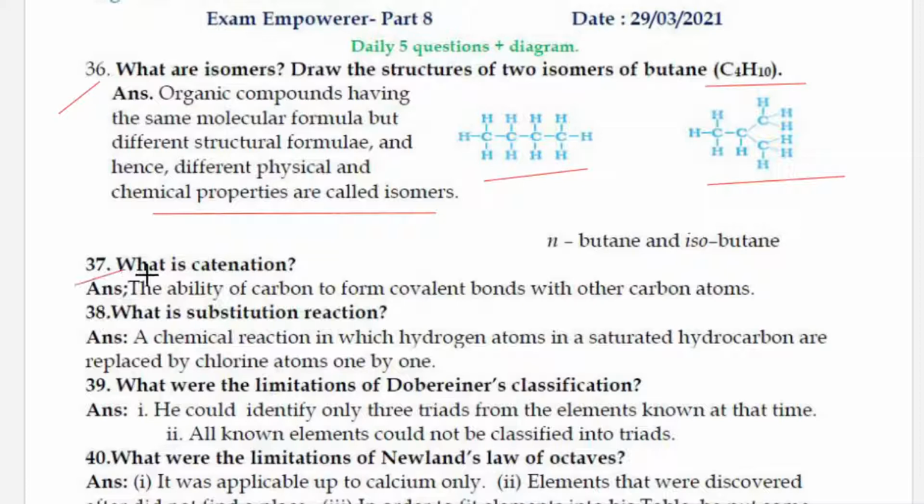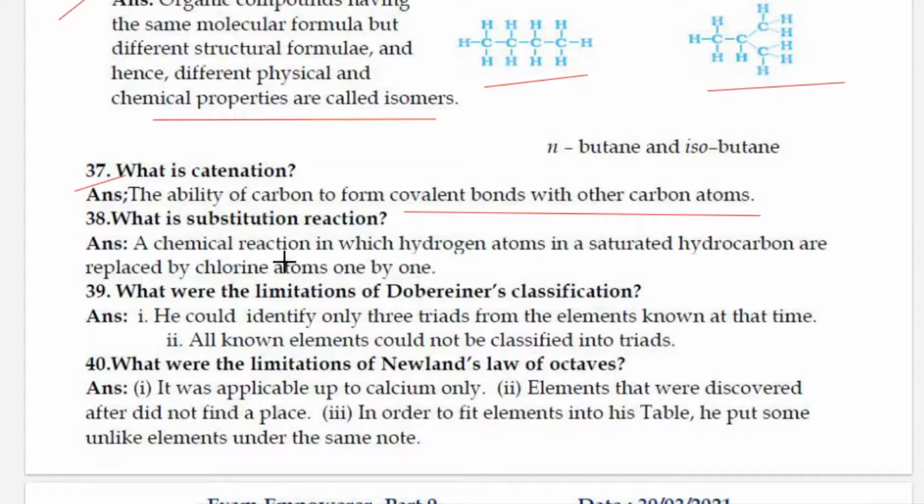Next question. What is catenation? The ability of carbon to form covalent bonds with other carbon atoms is known as catenation. Next one. What is substitution reaction? A chemical reaction in which hydrogen atoms in a saturated hydrocarbon are replaced by chlorine atoms one by one is known as substitution reaction.